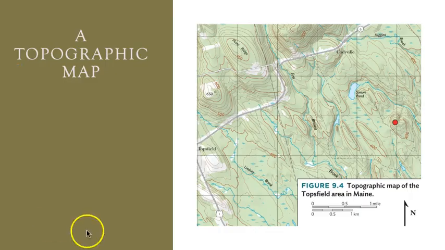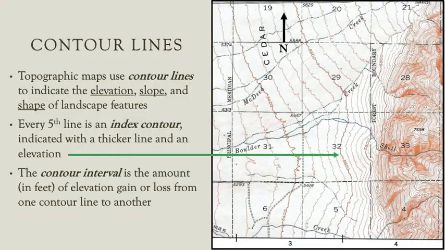This map looks different than the previous three in that it contains all these brown curving lines with numbers attached to them. Those are the contour lines that are the defining characteristic for a topographic map. So contour lines are the definitive characteristic of topographic maps. These allow the viewer to interpret the elevation, slope, and shape of the landscape.